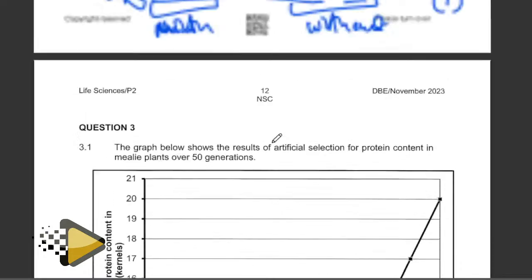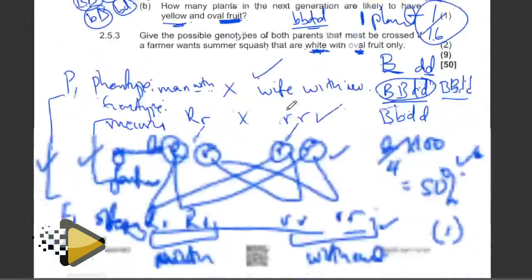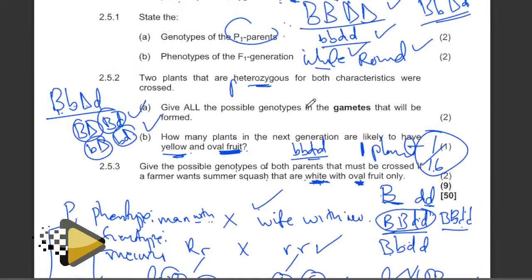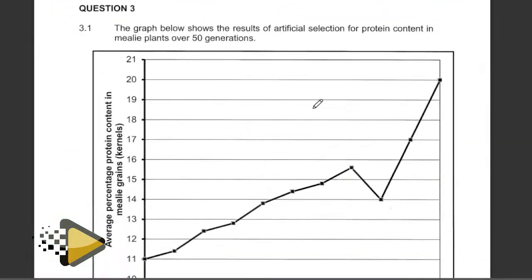Who got 50 out of 50 in section question 2? 50 out of 50. Let's go to question 3. Someone is asking me about a question, but I don't remember what question it was.